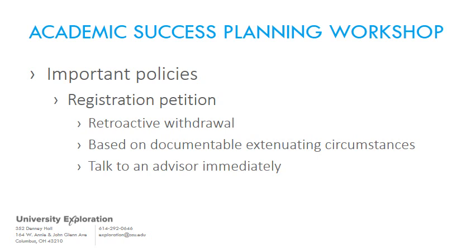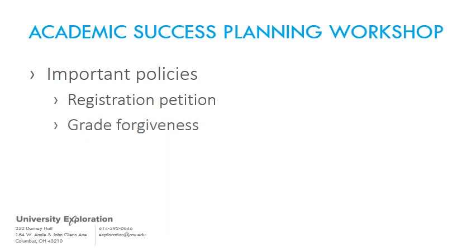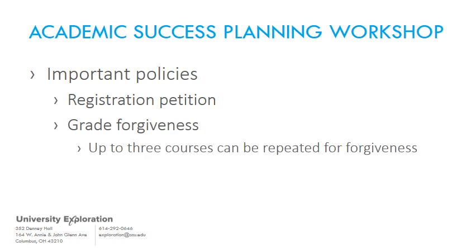Again, if you feel you have a legitimate reason to petition to retroactively withdraw from a class, you should discuss it with your academic advisor immediately. You may also be eligible for grade forgiveness, which could have a significant impact on your GPA and help you get off probation more quickly. You may use forgiveness for up to 3 classes during your time at OSU. You must meet with an academic advisor prior to the second Friday of the semester to fill out an application to retake a course for forgiveness.